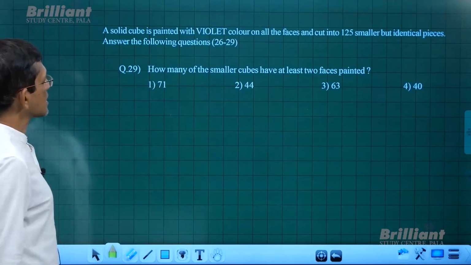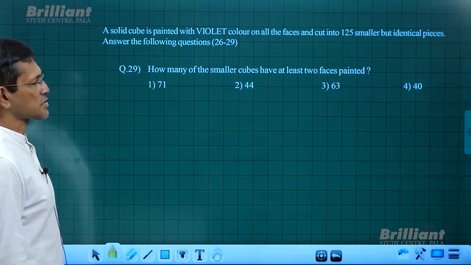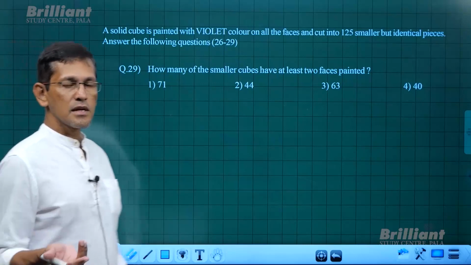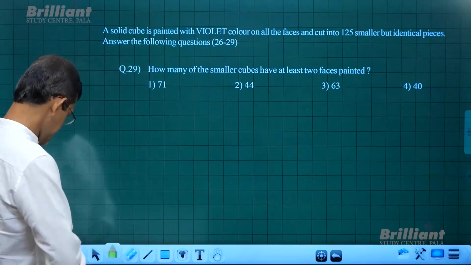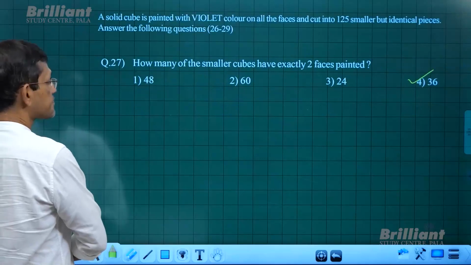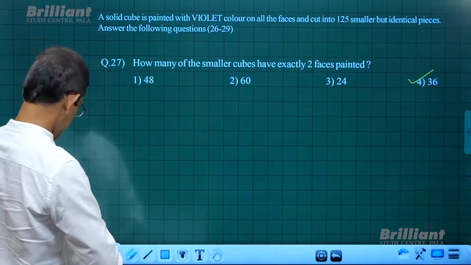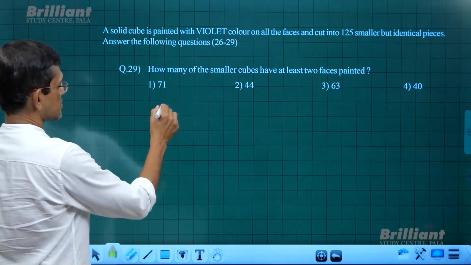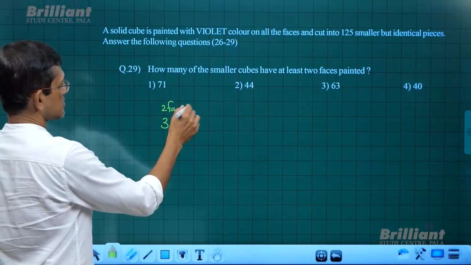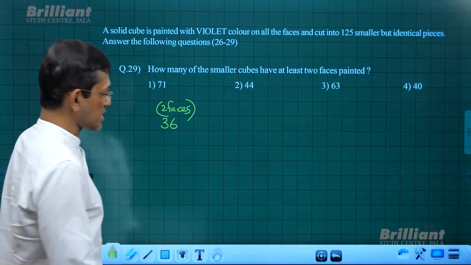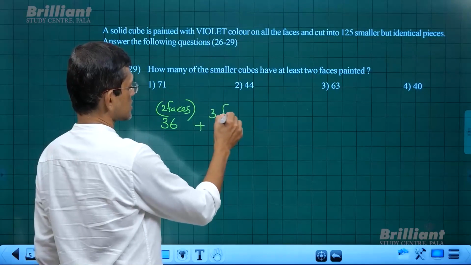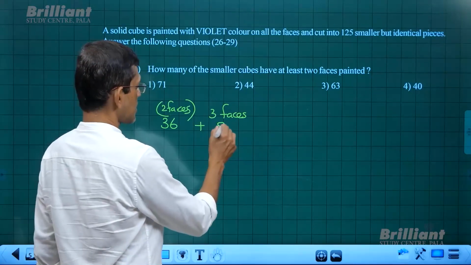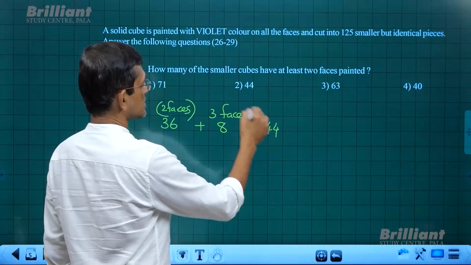Next one. How many of the smaller cubes have at least 2 faces painted? At least 2 means exactly 2 plus something more than 2. Exactly 2 faces painted, the previous question we have here, is 36. And some of the cubes have more than 2 faces painted. That means 3 faces painted. Those are corner cubes, corner cubes with 3 faces painted. How many such corner cubes do we have? 8 corner cubes. So 36 plus 8, 44. So the answer is 44.